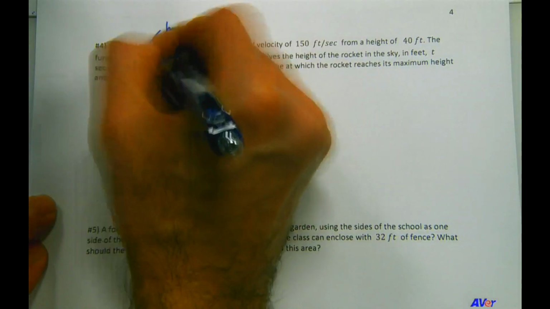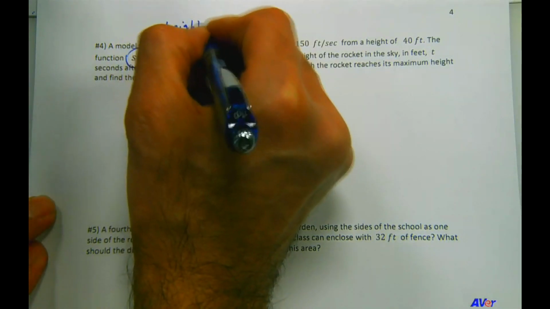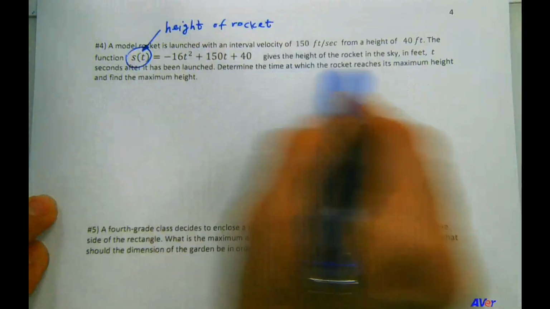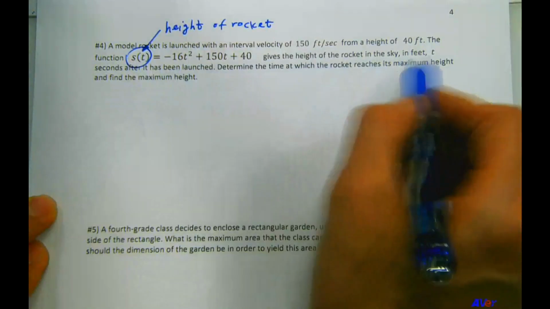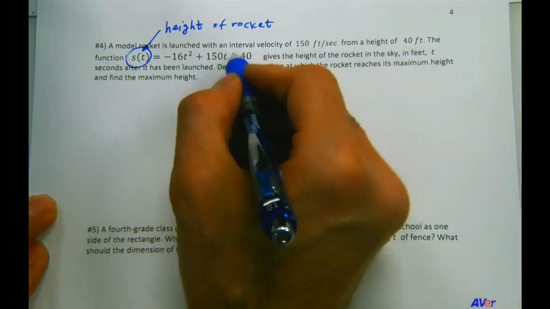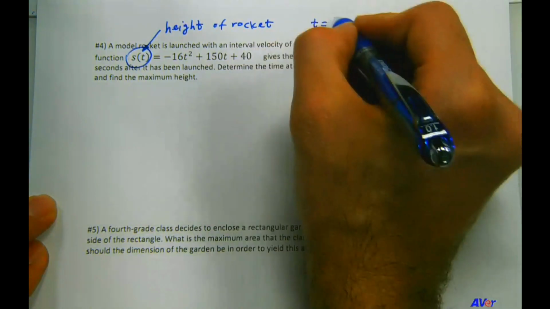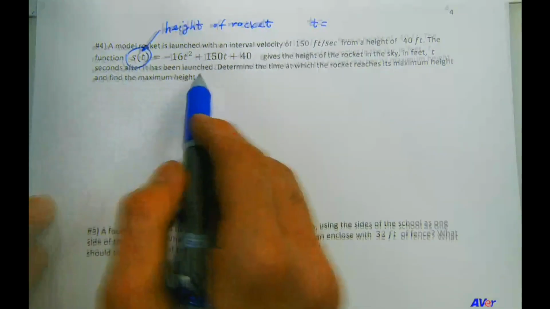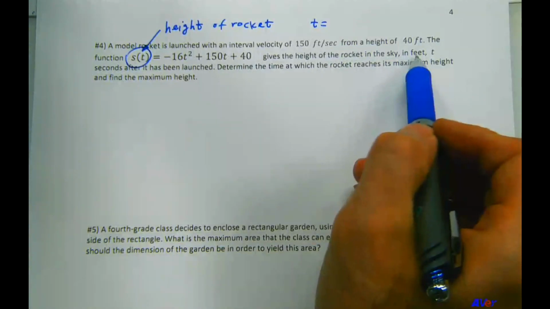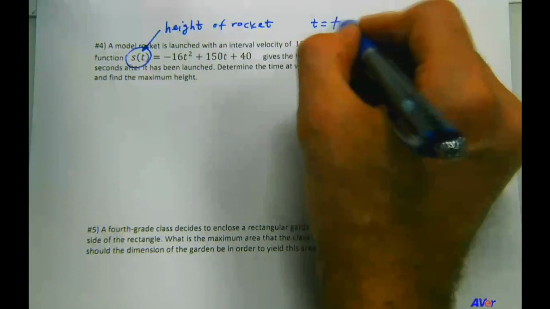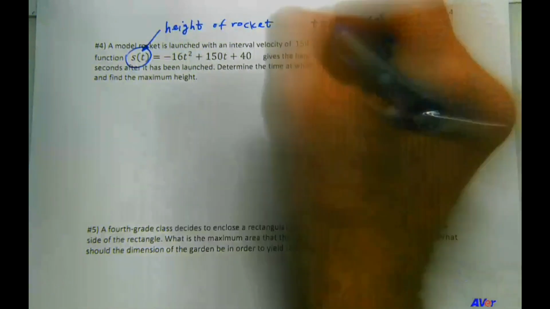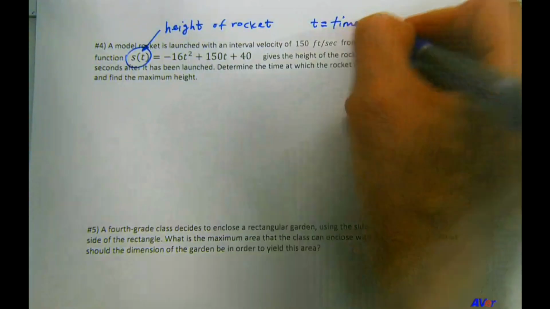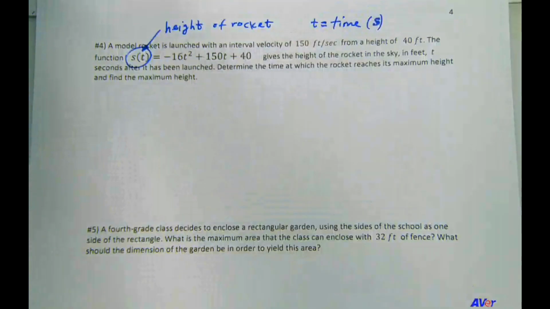So that S(t) represents the height of the rocket, right? It gives the height of the rocket in the sky in feet, t seconds after launch. So t is time in seconds. Okay? In seconds. That's an s, not a 5. So that's time in units of seconds.